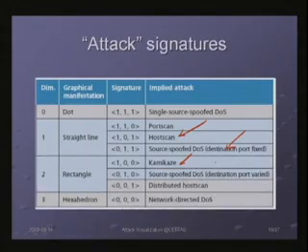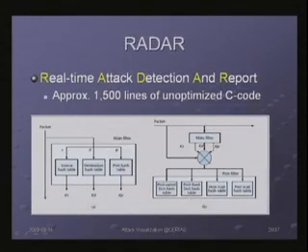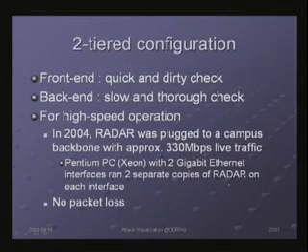Okay, we have a table here, right? Depending on what kind of possible attack it is, it'll be forwarded to one of the post-processing hash tables in the back end. So why do we use this two-tiered configuration? Because we want to make it run on a high-speed link.